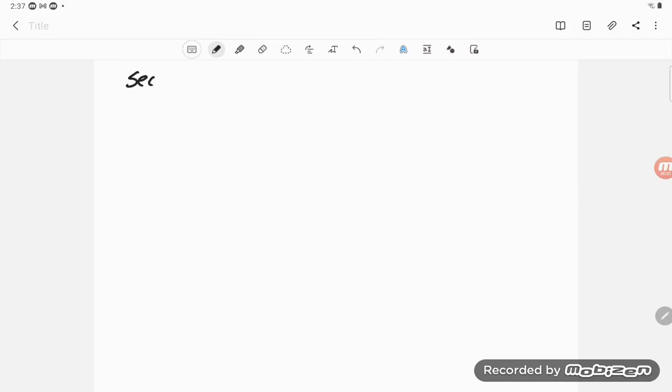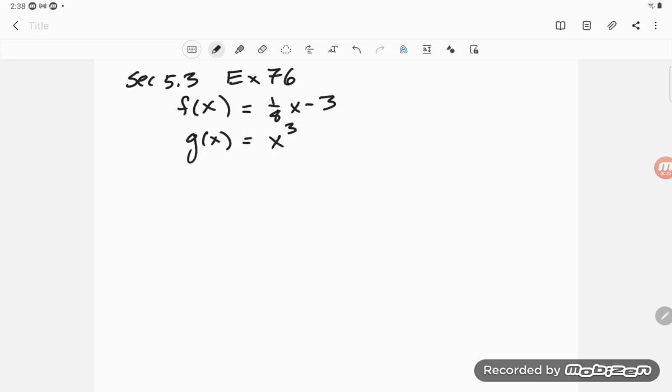Here's section 5.3, exercise 76. In this, we're told that f of x is equal to 1/8 x minus 3, and g of x is equal to x cubed. And we're supposed to find the value of g inverse circle f inverse of -3.